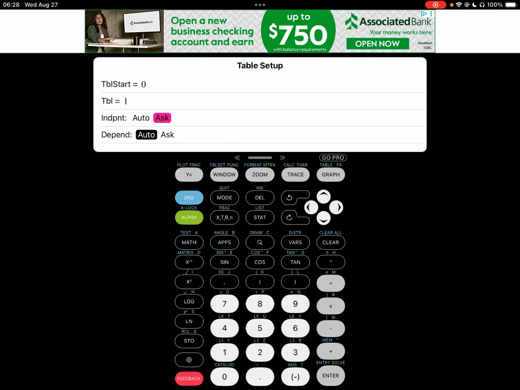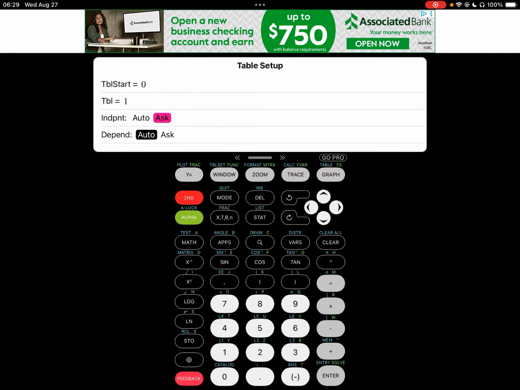Table start anywhere you want, it doesn't matter. Table change, it doesn't matter for that second row. But this last one, independent, set that to ask. What that's going to do is ask, what is the x value that you want to use? And I'll give you the y value out. That's what the calculator is saying.